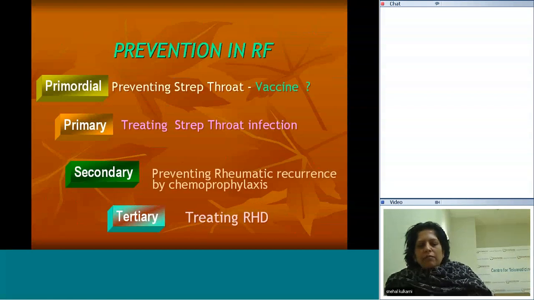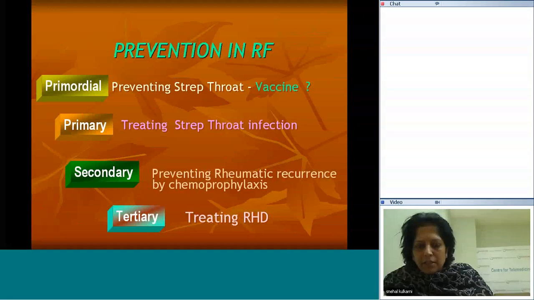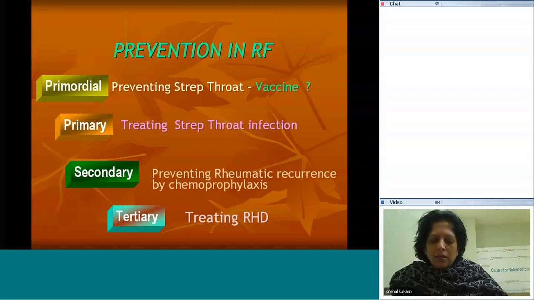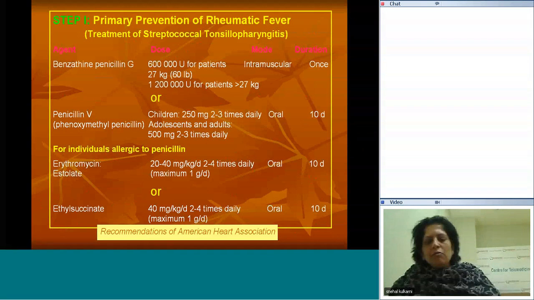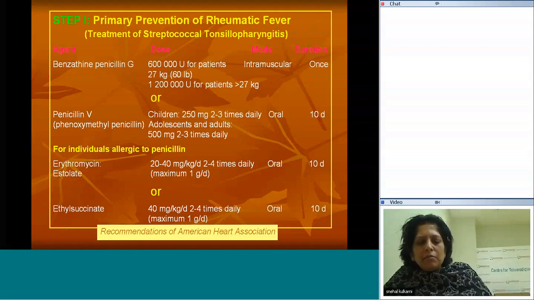So, prevention of rheumatic fever, preventing streptococcal infection itself. Is there any role for a streptococcal vaccine? Primary prevention is treating the streptococcal infection, secondary is preventing the secondary attacks, and tertiary is treating the rheumatic heart disease itself.